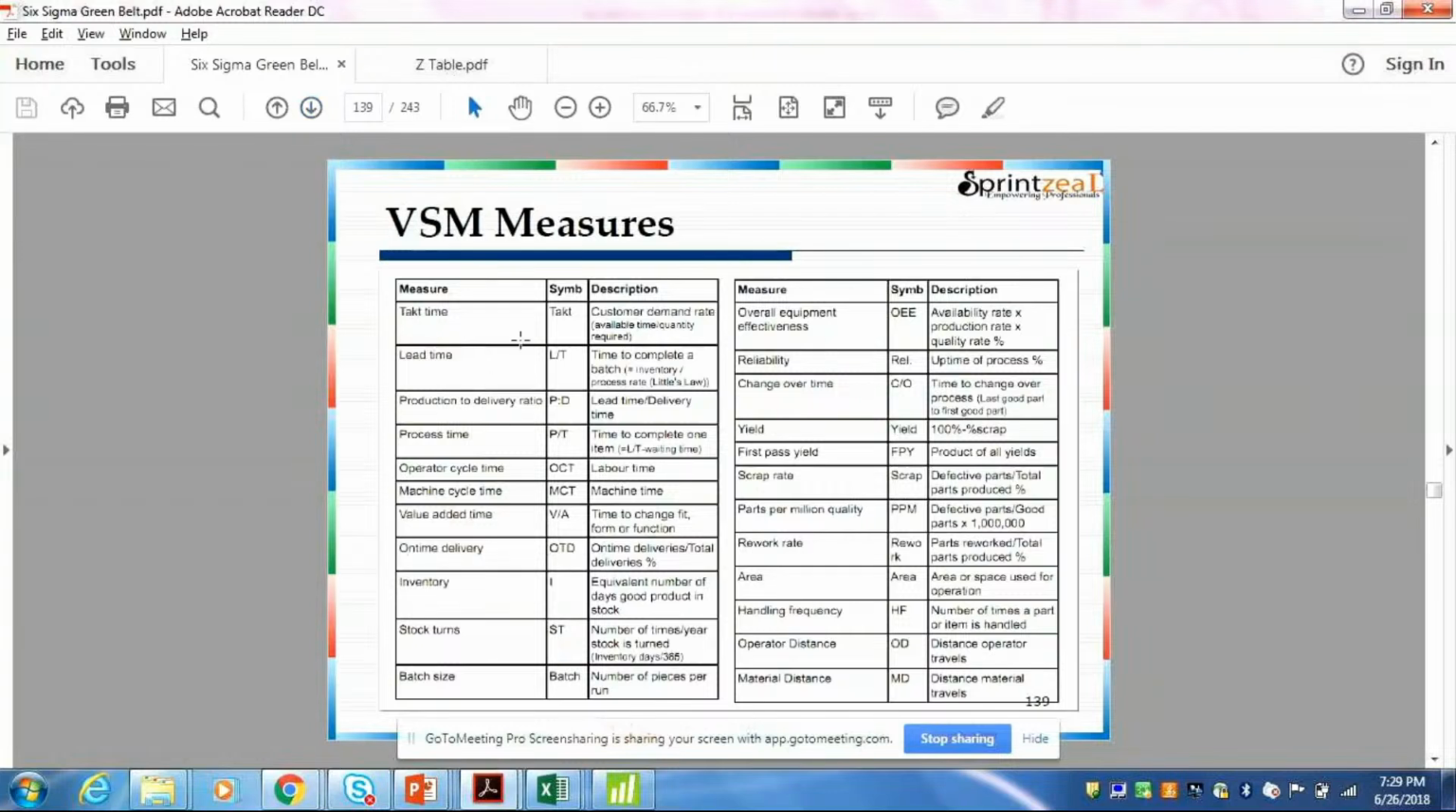Okay, and there are some measures or some calculations that are generally done in the value stream map. For example, takt time. Takt time is calculated from the customer demand rate, which is generally calculated as the available time that you have for production and the quantity required. So it will tell you what should be your average rate of producing one unit, and then you measure for each and every unit that you're producing, and you see whether you are on track or not.